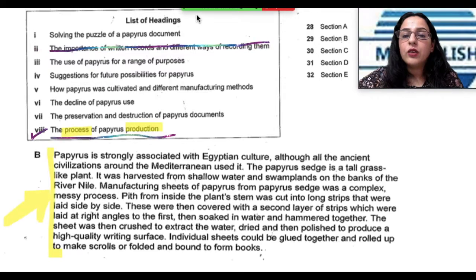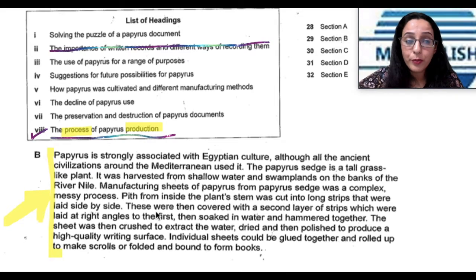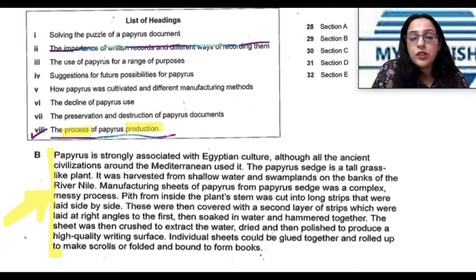Now the answer to it is the process of papyrus production. And why it is so is what I told you in one of the strategies: sometimes the answer is hidden in the first and the last line, but sometimes you have to read the whole paragraph to understand it. This is the typical example of that situation, where the process is all over the paragraph.